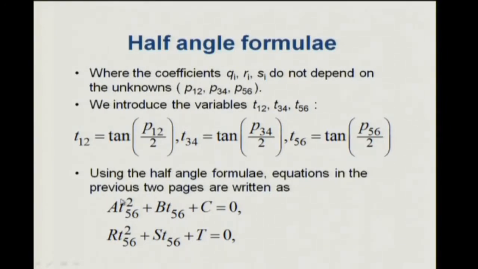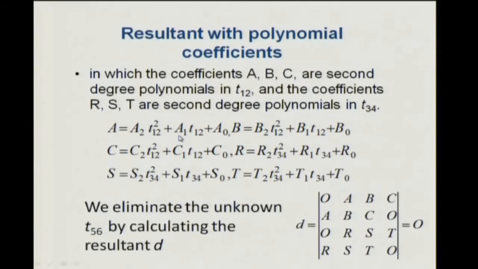So the maximum power you will have is a square, and A, B and C will contain terms involving T12 and T34, but there will be more complicated terms. What we discussed is that these are in this form: A, B, C are second degree polynomials in T12, and R, S, T are second degree polynomials in T34, which you can expand out.